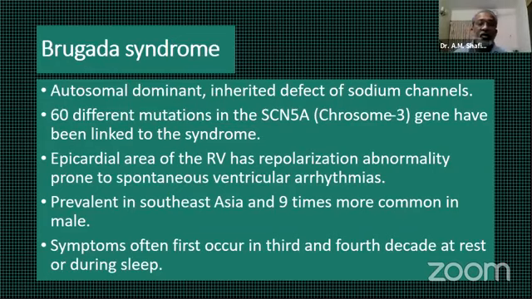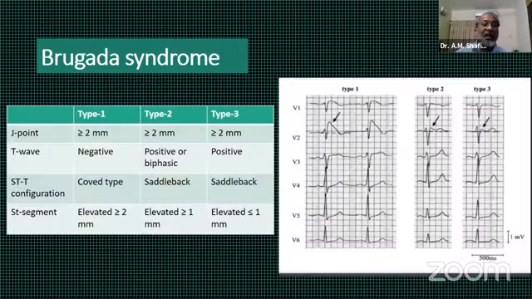It is an autosomal dominant inherited disease, and this is a sodium channel defect, with 60 different mutations in the SCN5A gene on chromosome 3. The epicardial area of the RV usually has abnormal repolarization, prone to spontaneous ventricular arrhythmias, especially ventricular tachycardia or ventricular fibrillation. Prevalent in Southeast Asia. This is very important, and it is 9 times more common in males. Symptoms often first occur in the 3rd and 4th decades, at rest or during sleep. This is very important.